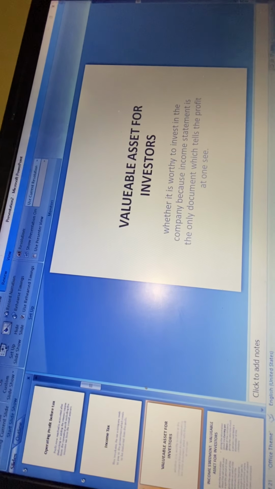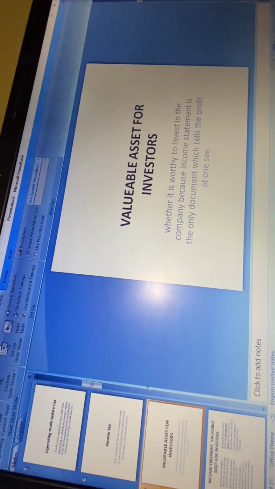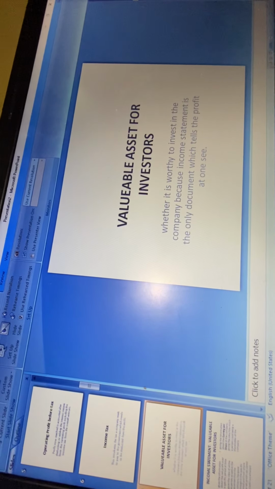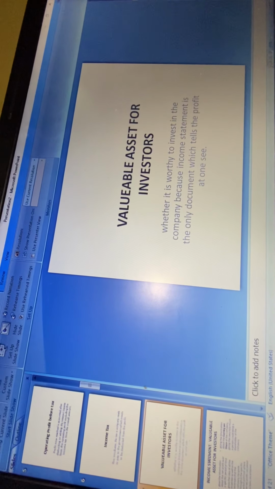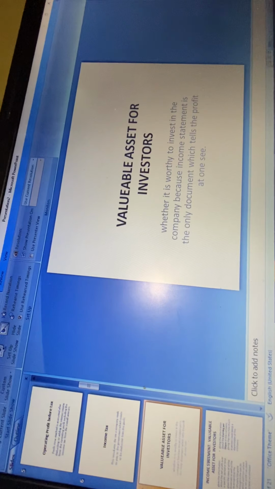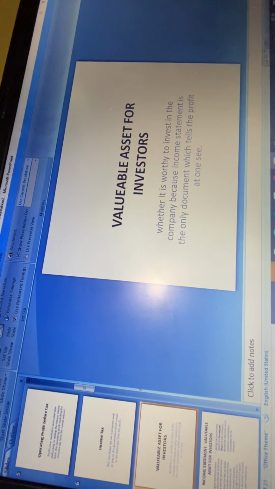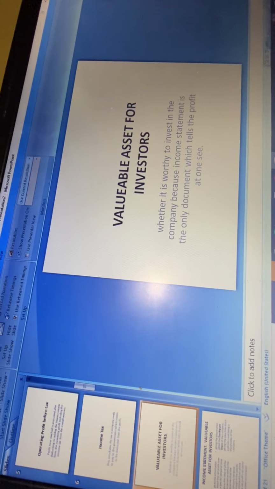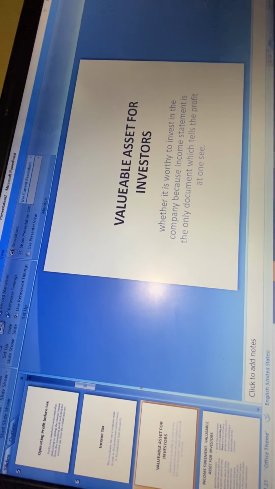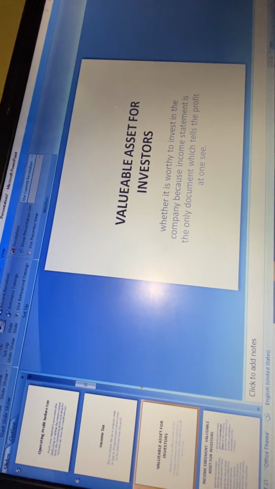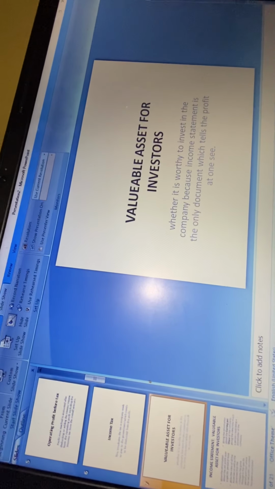So moving ahead, why is the income statement a valuable asset for investors? It is a very valuable asset for the investors, as investors are the users of the financial statements of a company. So whether it is worthy to invest in the company or not, it is the income statement which gives the information about that.